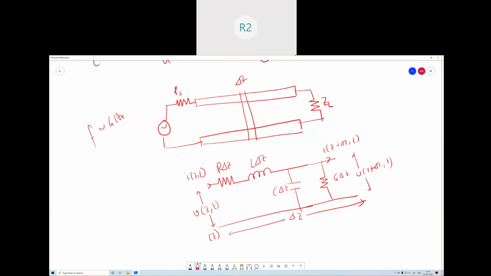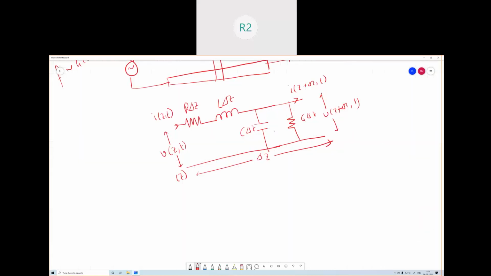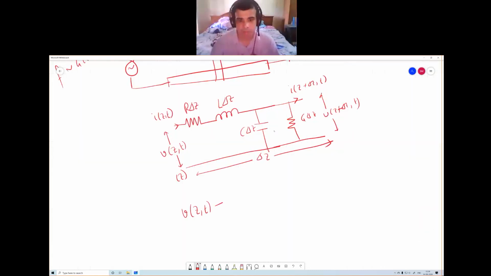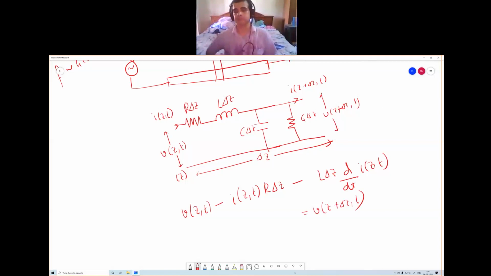Fine. Now let us apply KVL. From KVL we can write v(z,t) minus i(z,t) R delta z minus L delta z d/dt of i(z,t) is equal to v(z+delta z,t). Is it okay to write this, applying KVL?